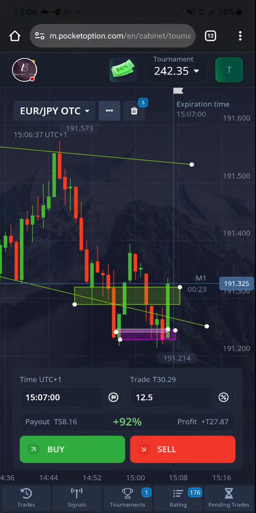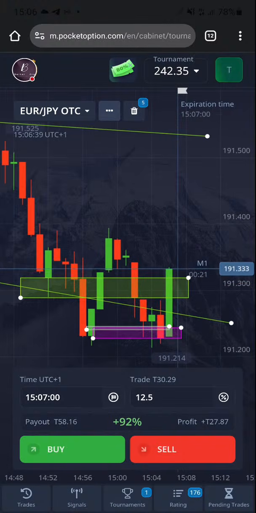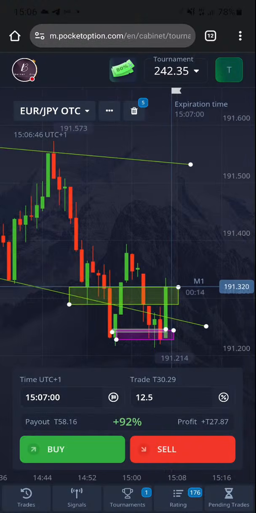Even if you have an entry up here, you go with the buyers. We have a double bottom now. The direction of the market is upwards now. You understand? That's how you see.